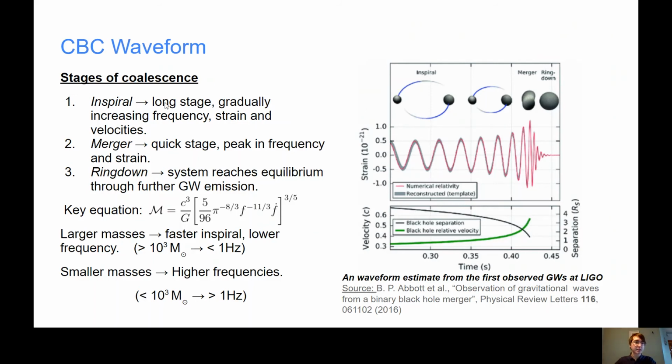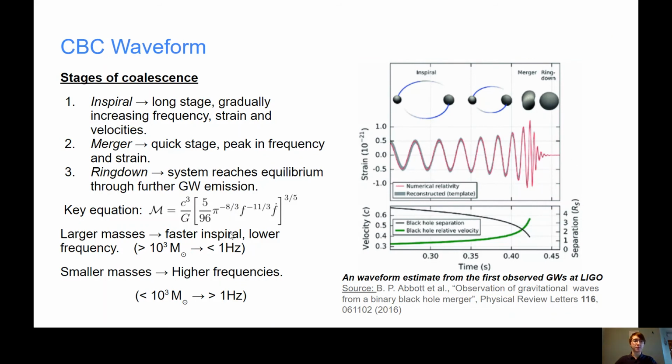The in-spiral stage involves separation gradually decreasing and velocity increasing. This corresponds to a long period of gradually increasing frequency and strain amplitude in the waveform, with a period of rapid increase much closer to the merger. The next stage is the merger itself. This takes place over a fraction of a second and corresponds to the peak in wave frequency and amplitude. During the final ring down stage, the system radiates away additional energy and mass to reach an equilibrium state where emission stops. This corresponds to this point here where the waveform tails off.